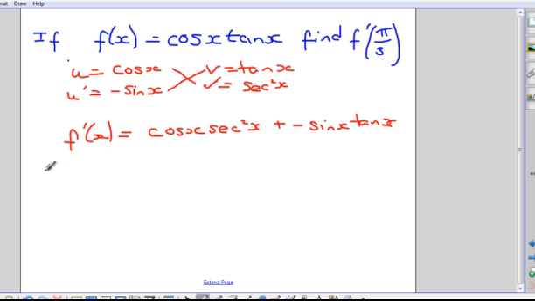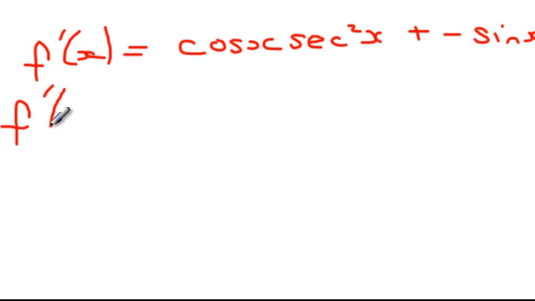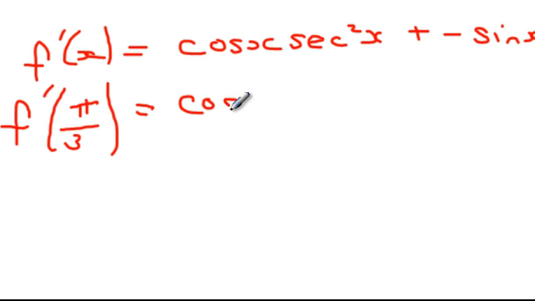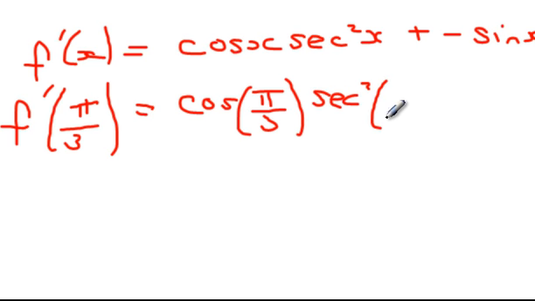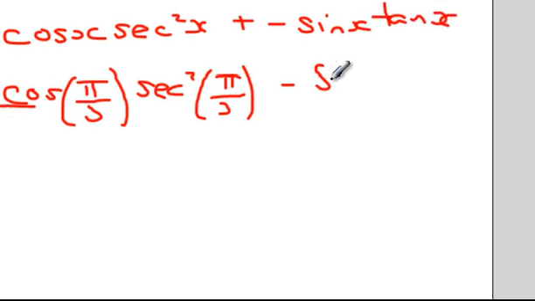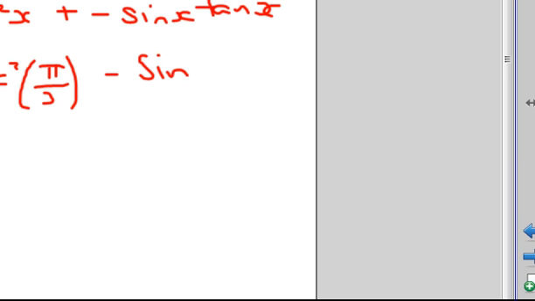So now all I need to do is find the value at pi by 3 of each of these functions. So now I've got cos pi by 3, sec squared pi by 3, minus sine pi by 3, tan pi by 3.